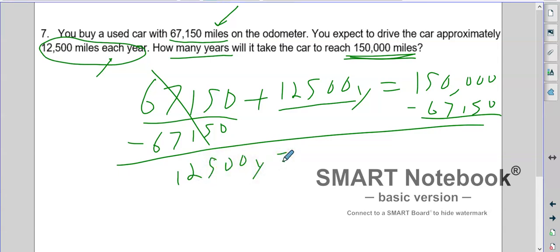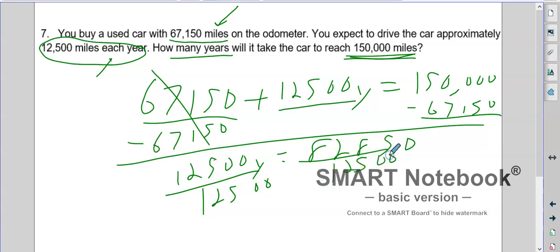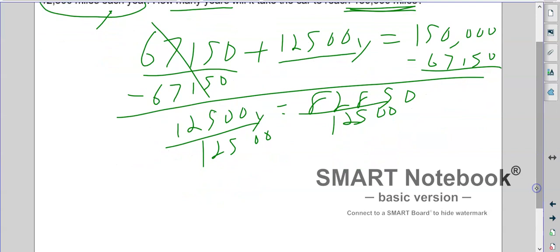We're left with 12,500 y equals, and we just type in our calculator, 150,000 minus 67,150. And we get 82,850. And then we divide by 12,500. Because that's what's in front of the y. So we divide our answer by 12,500. And that's 6.628 years.